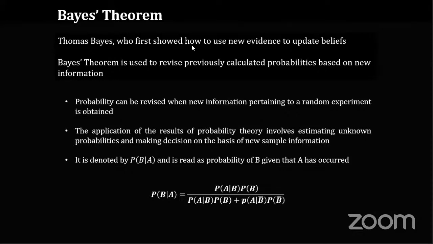Now, in continuation to the same thing, one of the important key takeaways of probability from a data science and a machine learning standpoint is the Bayes theorem. So Bayes theorem was a theorem which Thomas Bayes first basically showed us how the new evidence to update the belief. So basically the statement seems to be very relevant, right? So he showed how to use the new evidence to update the belief.